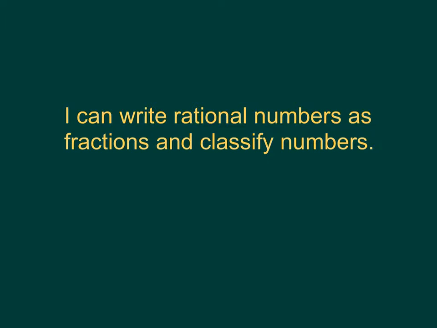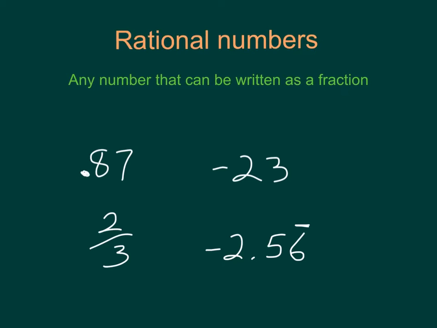Today's learning target is I can write rational numbers as fractions and classify numbers. Today we're going to talk about rational numbers. Rational numbers are any numbers that can be written as a fraction. Okay, so these four are rational numbers.